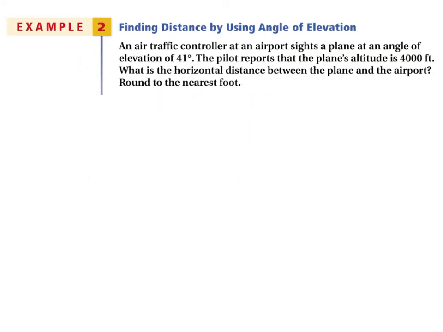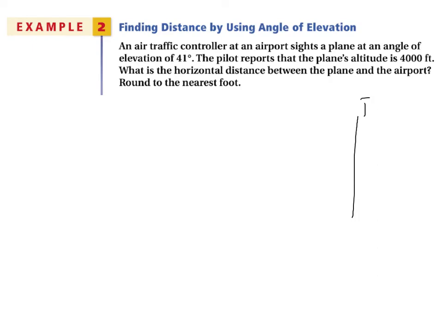So in example 2, we're going to find the distance. Here's our problem. An air traffic controller at an airport sights a plane at an angle of elevation of 41 degrees. The pilot reports that the plane's altitude is 4,000 feet. What is the horizontal distance between the plane and the airport? Round to the nearest foot. I'll tell you right now, you have to draw a picture. It will help you so much. So let's draw a picture.